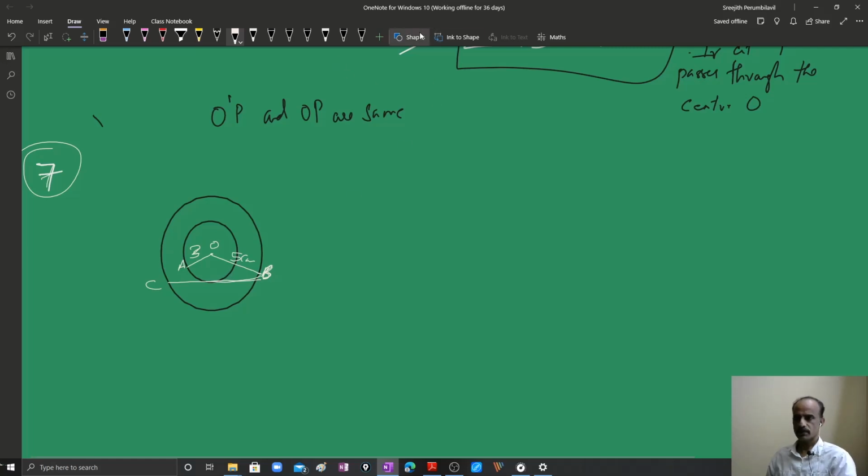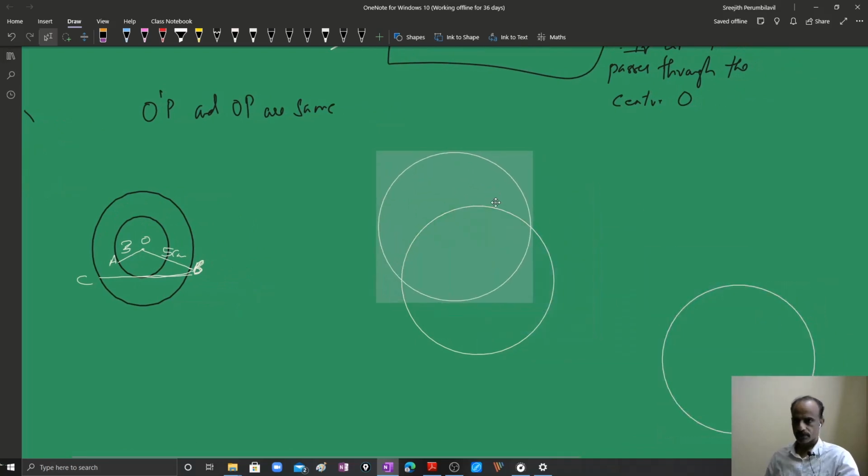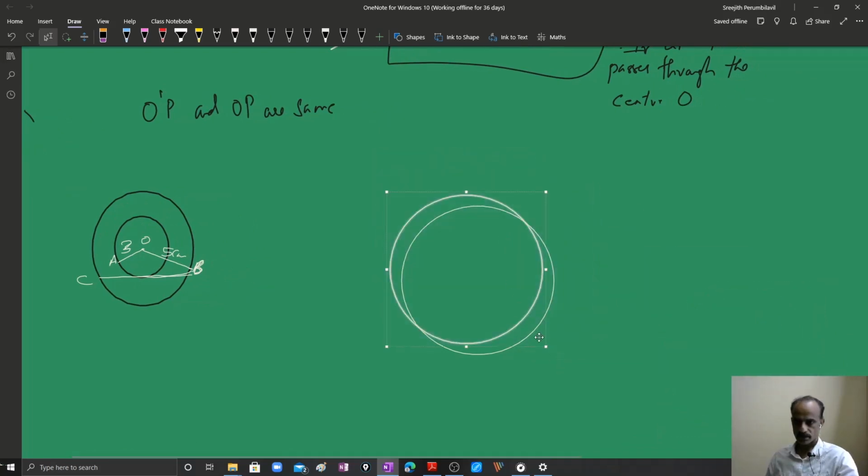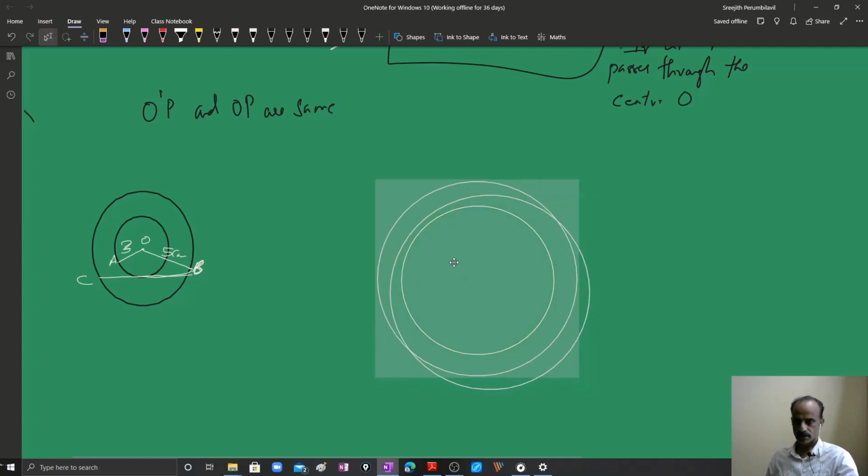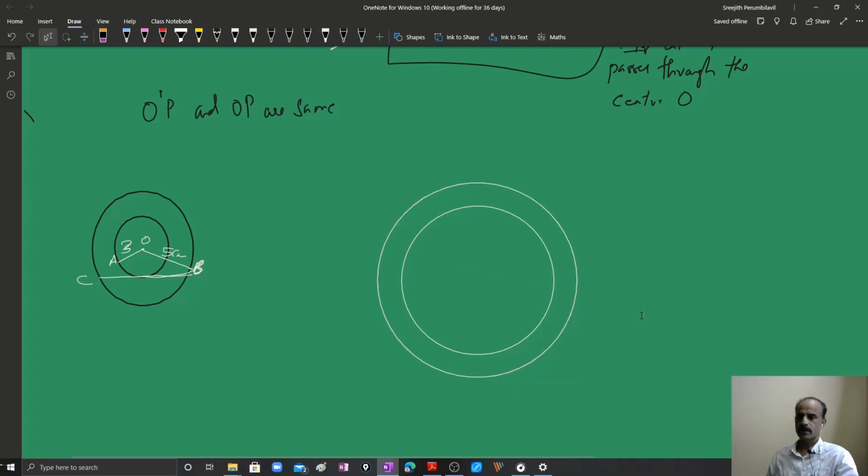I will put up a larger figure. That will be convenient. So there are concentric circles, and O is the center.